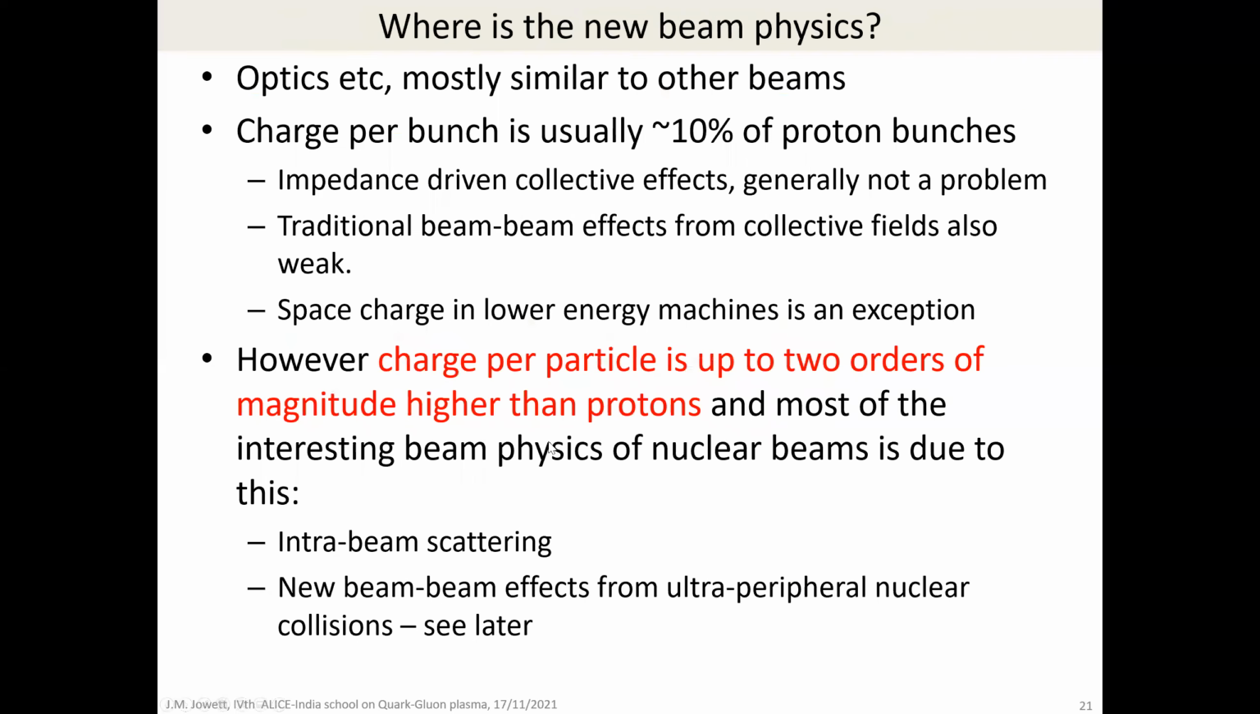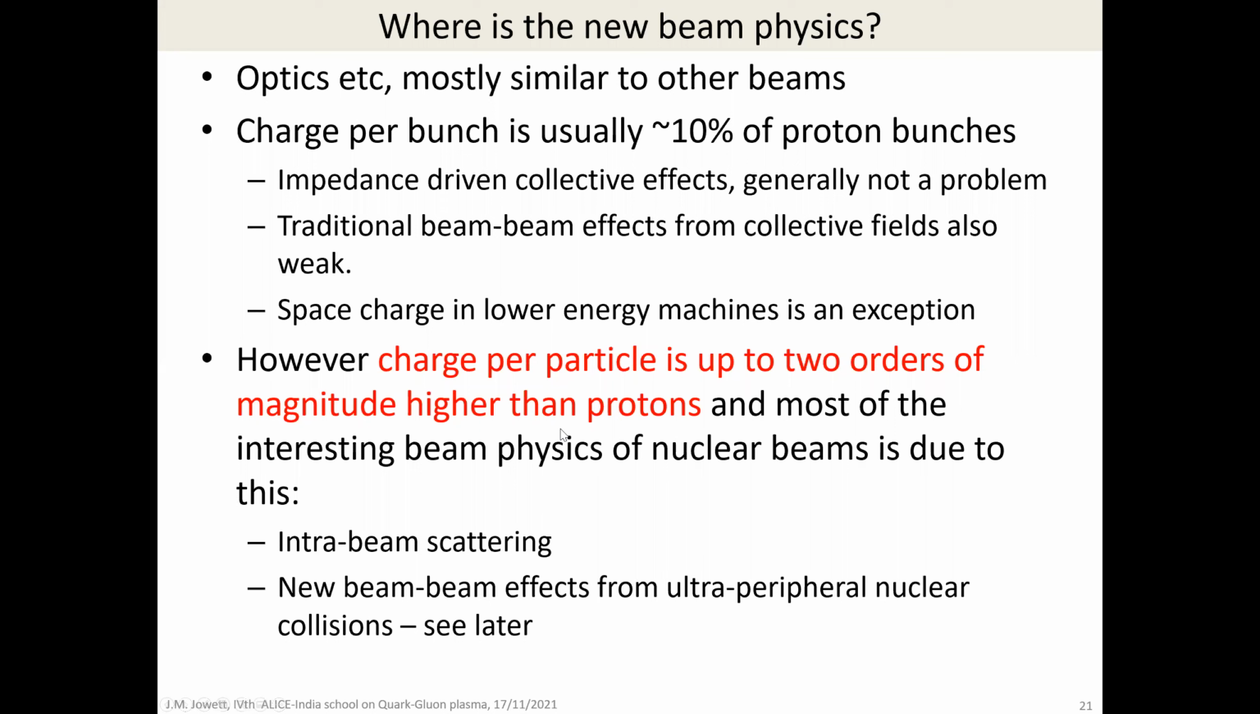So what's different between protons and heavy ion beams? The optics is in principle similar, but the details are different. The charge per bunch is usually only 10% of what we have in the proton bunches or so. So the impedance-driven collective effects that one worries about for protons are not so much of a problem. Traditional beam-beam effects from the beams interacting are also relatively weak. Space charge, the self fields of the beams interacting with themselves, are important to the lower energy machines, but not the LHC.